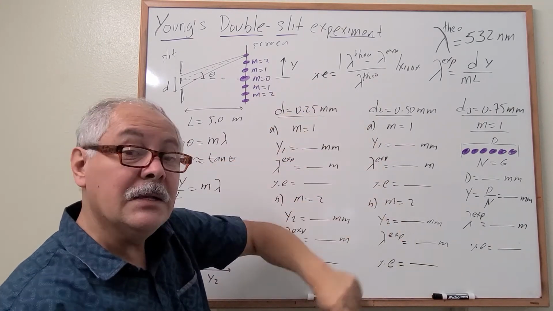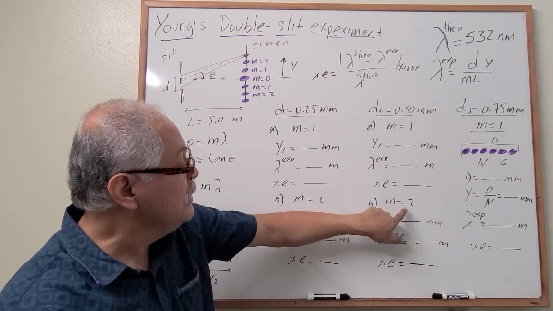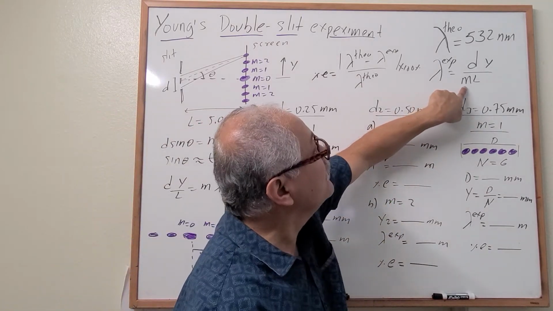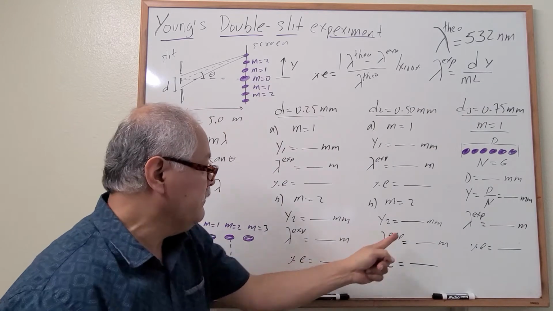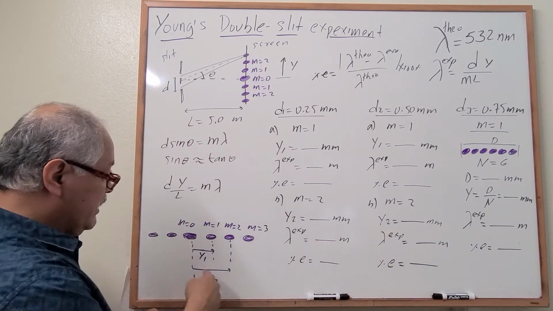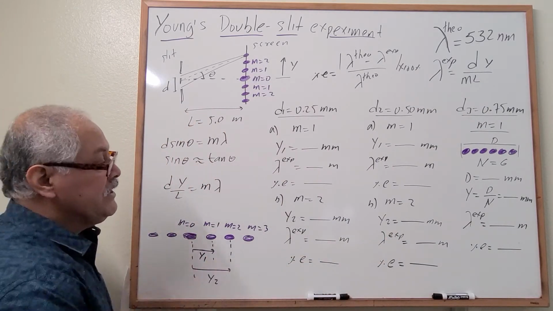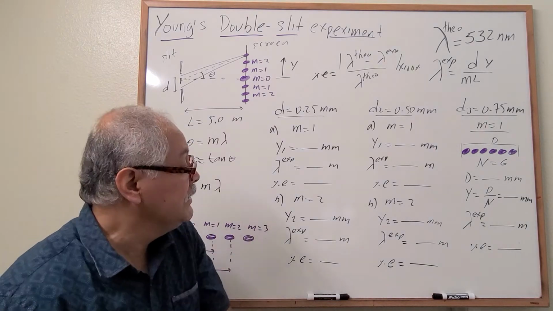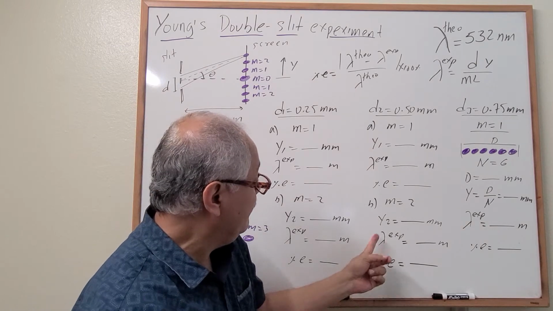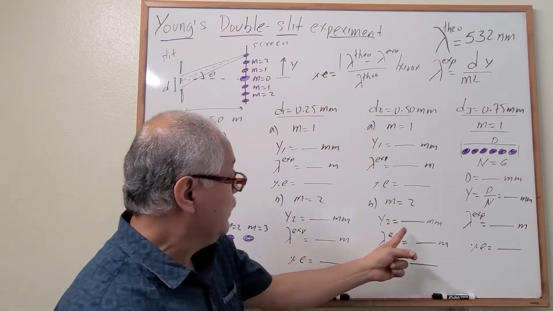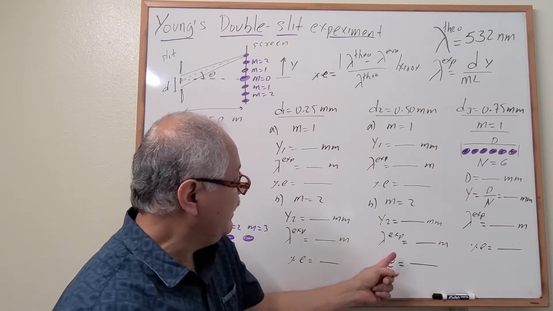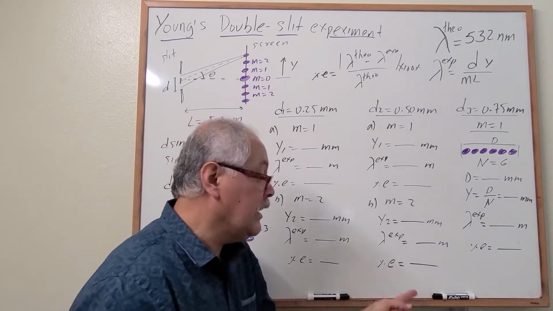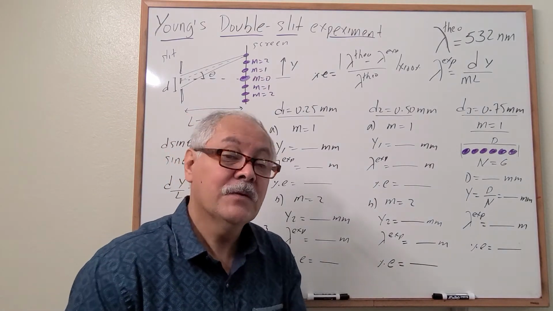Let's go to part B. m equals 2, and now 2 goes right here, right? Perfect. Let's find the new distance from the center to the center of these bright fringes, correct? And right here, find the experimental value, and find the percent error, right?